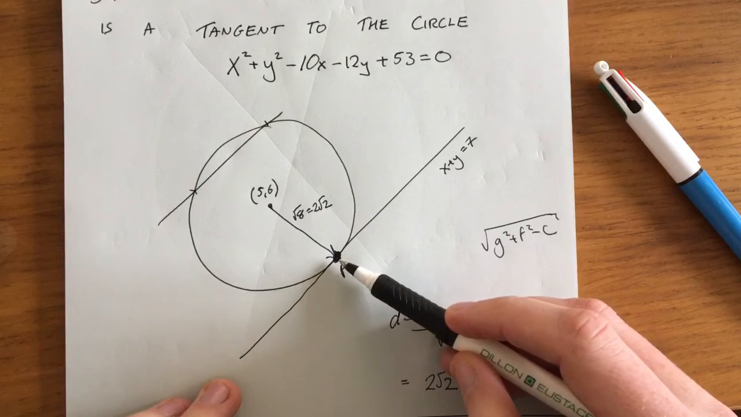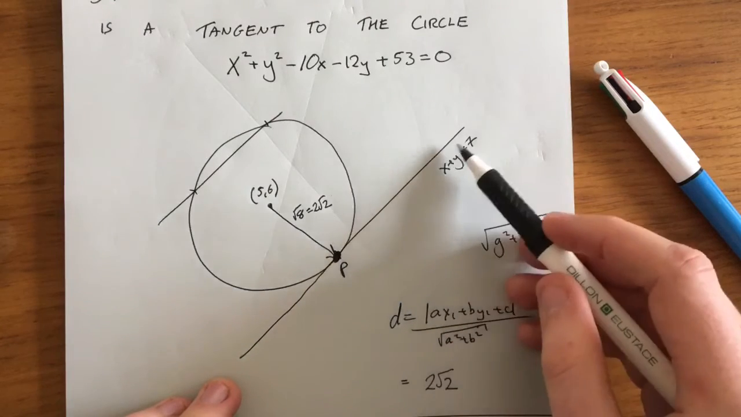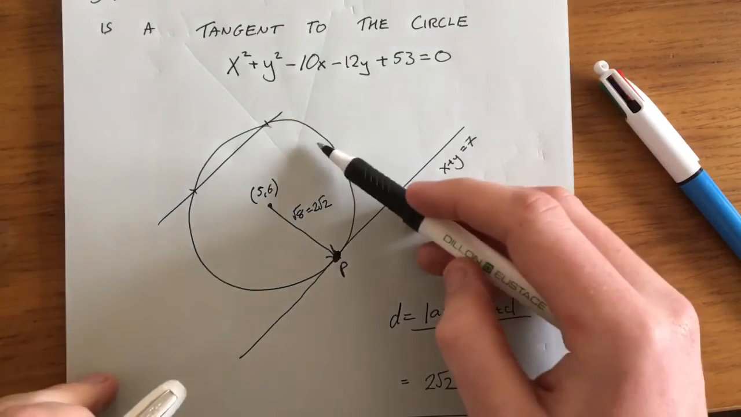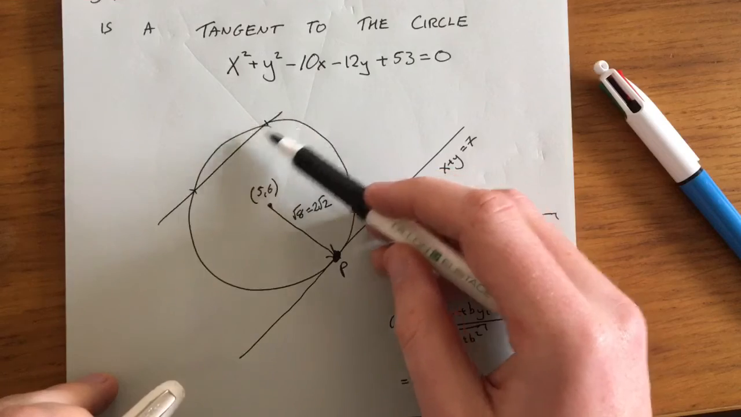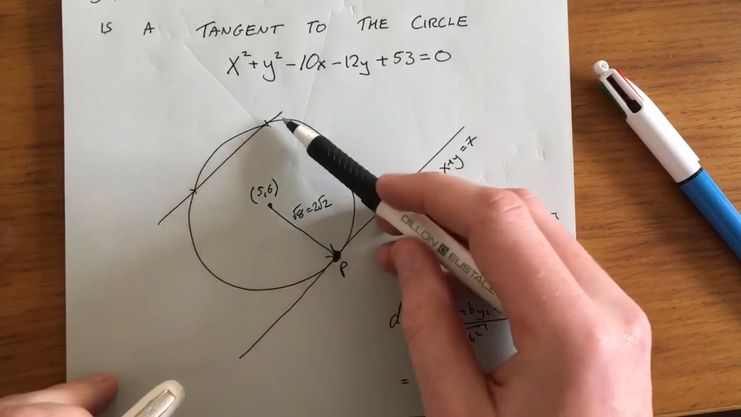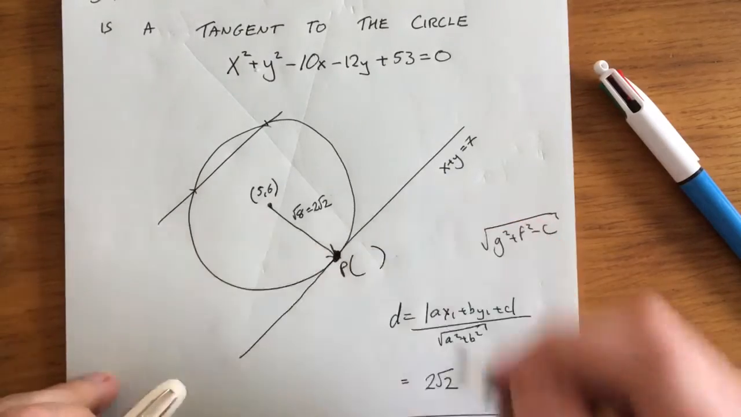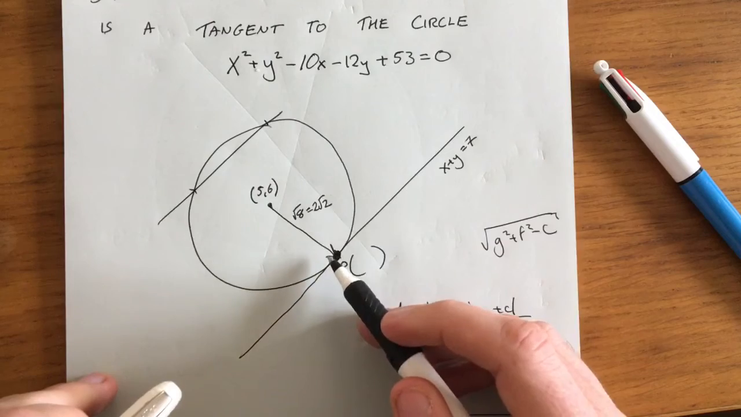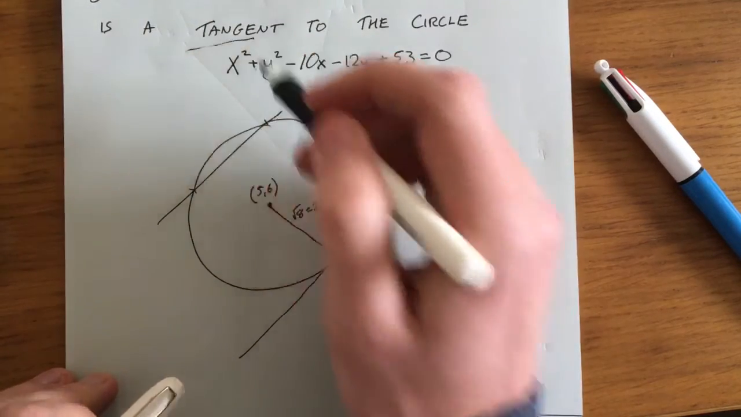So another way of doing this is to find where this line touches this circle. Usually, when I did this in the other video, we will get a quadratic and we will get two answers. But when I do it this time, I should really only get one answer. And if I get one answer, it means that this line touches the circle only once. And then that means that it must be a tangent.